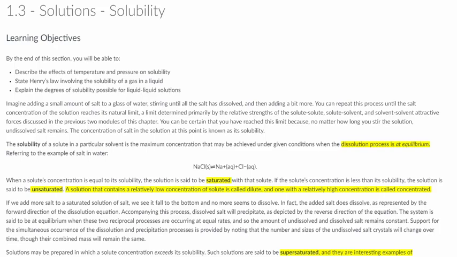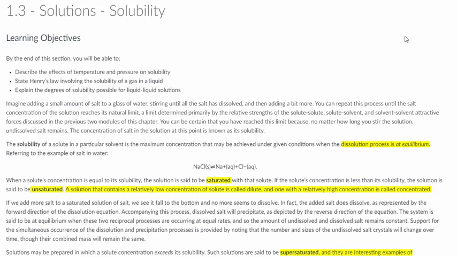Now, an unsaturated solution can be further described as either dilute or concentrated. If it has a relatively low concentration, like a pinch of salt in a large glass of water, that would be a dilute solution. If you have an unsaturated solution with a relatively high concentration, so perhaps we're approaching a saturated solution, that would be called concentrated.